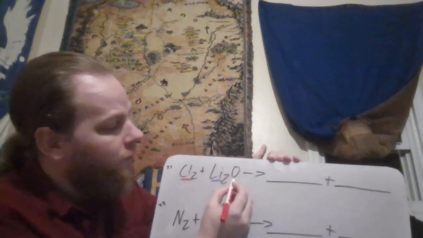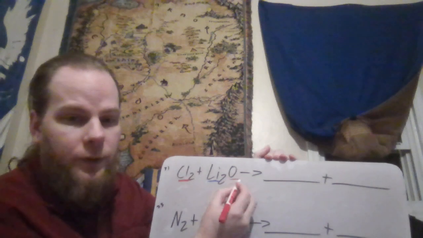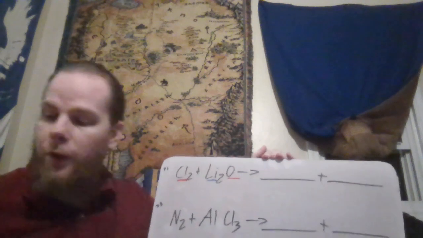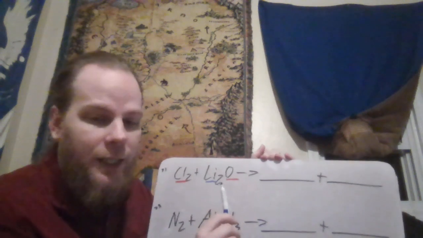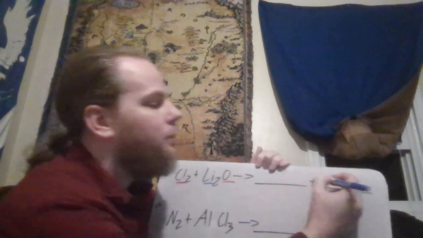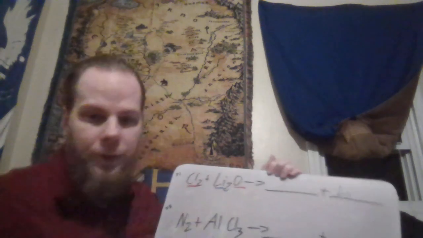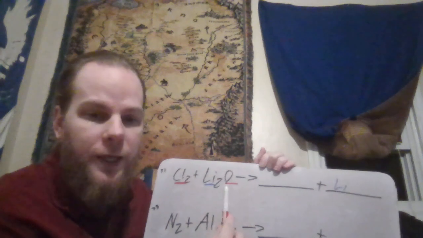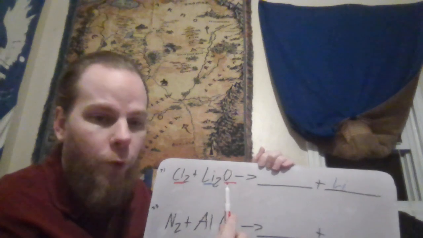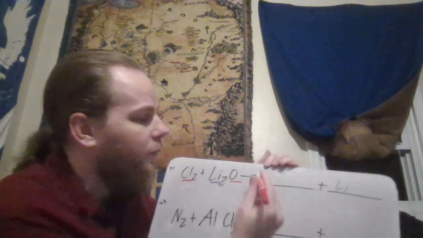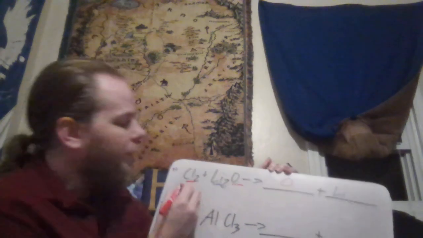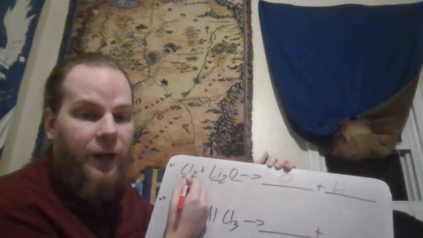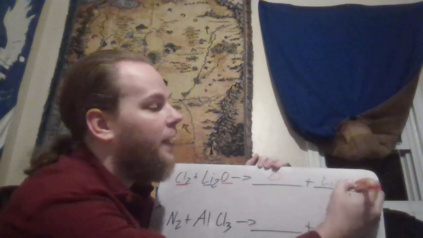Okay, likewise, oxide is an anion. So we are going to keep the cation in the same place, and I'm going to move it over here. And we are going to swap the anions. So O was bonded to the Li, so now it's going to go here. And Cl was by itself, so now it's going to go with the Li.